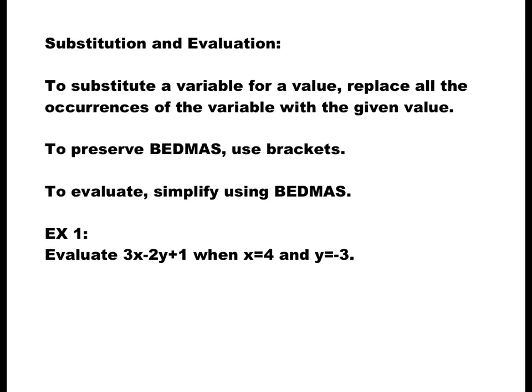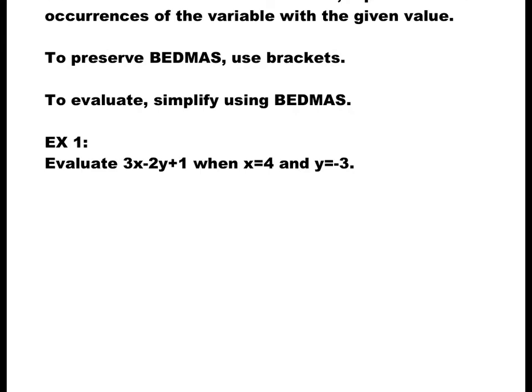For example, you are given an expression 3x minus 2y plus 1 when x is equal to 4, y equal to minus 3. To evaluate this expression, I'm going to replace x with 4, but using brackets to preserve the math. And whenever I see y, I'm going to replace it with bracket, negative 3, close bracket. And then, if it's a constant, we are just going to write the constant.